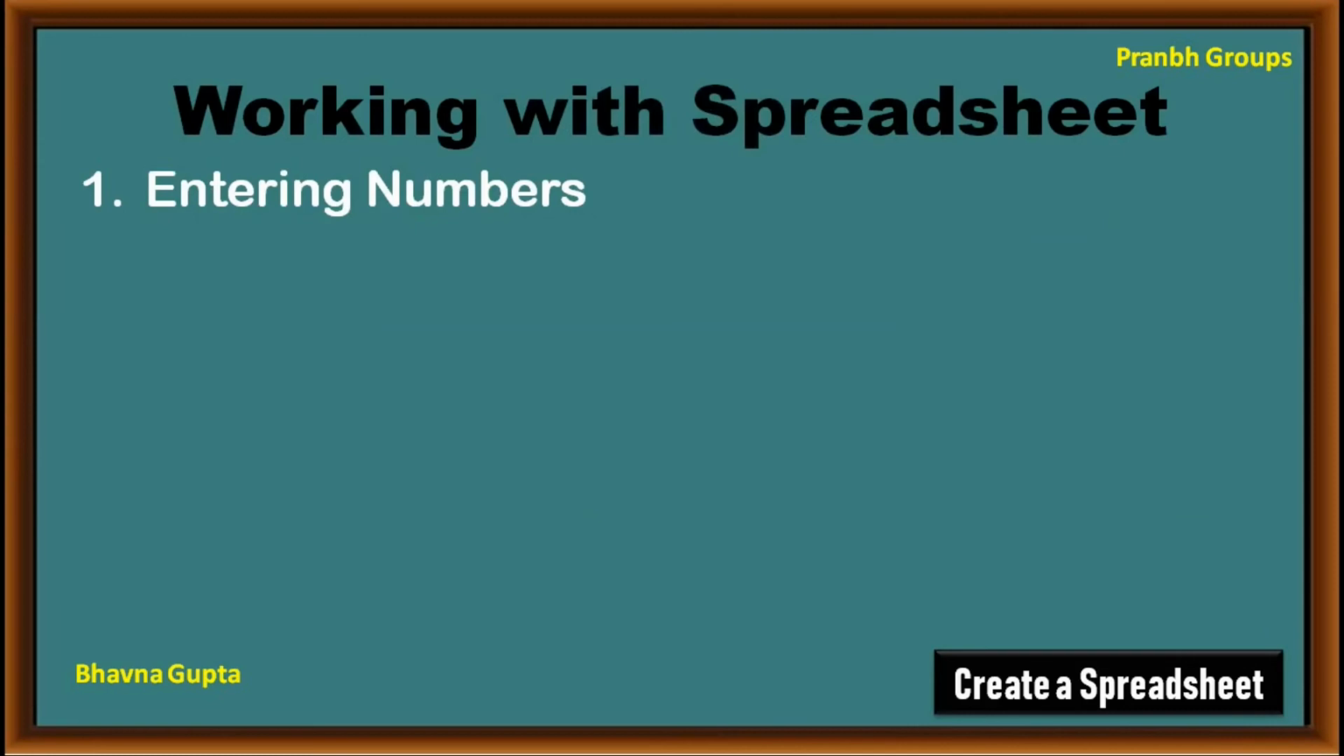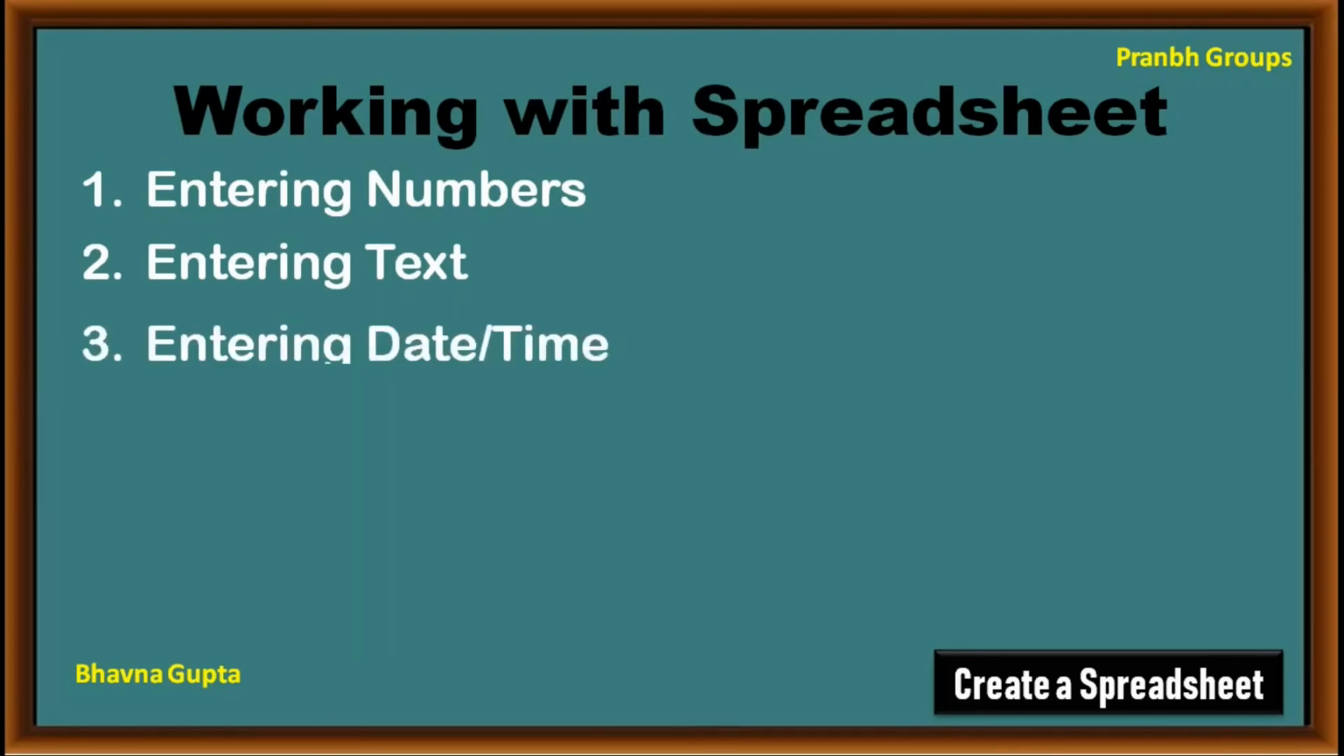And the next topic is working with a spreadsheet. First one, entering number. You can enter numbers very similar to text. And the second one is entering text. To enter text in any desired cell, first you move the pointer to that particular cell by using arrow keys, and when the cell becomes active, then type the text by using the keyboard.